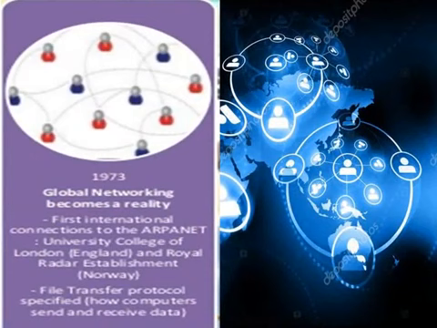In 1973, a breakthrough happened. The first international connection to the ARPANET was made. It connected University College of London in England and Royal Radar Establishment in Norway. To communicate with each other, the computers used a special rule called FTP, or File Transfer Protocol. It specifies how the computer will send some data as well as how it will receive some data.